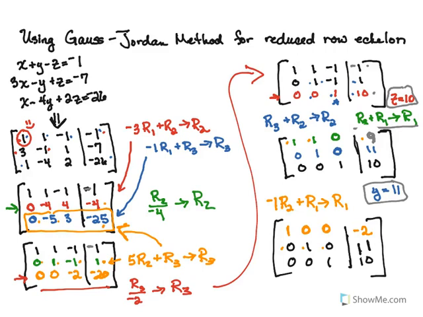And now I have my final answer. I see X is equal to -2, Y is equal to 11, and Z is equal to 10. And that's how I used reduced row echelon form to find the solution to this particular system of linear equations. There is a nice way to do it in the calculator, which will be the next thing I show you: how to put it in the calculator.